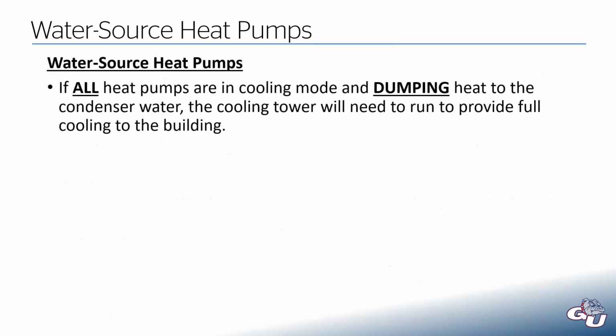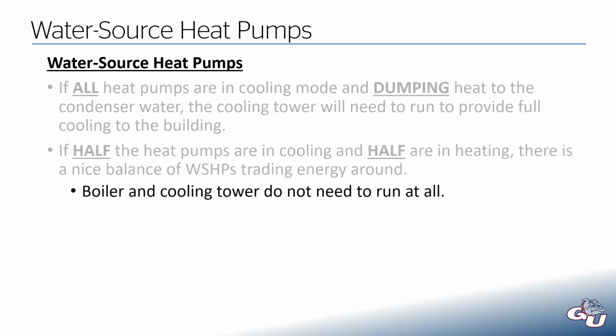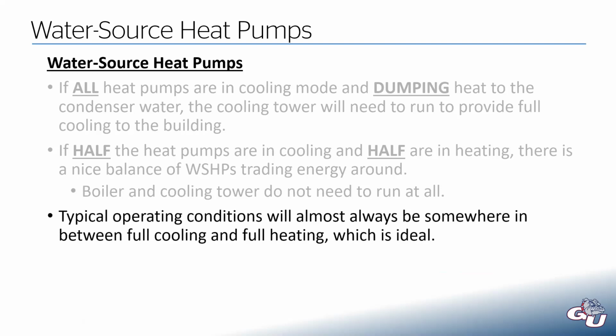On the opposite end, if all of our heat pumps are in cooling mode, they're all rejecting all of this heat into the condenser water. Now we have to run the cooling tower to provide full cooling to the building. But if we're in the sweet spot where half are in cooling, half are in heating, then we have this nice balance of heat pumps just moving energy around the building, and the boiler and the cooling tower just get to turn off and not do anything. Our typical operating conditions in a heat pump system are pretty much always somewhere in between full cooling and full heating.